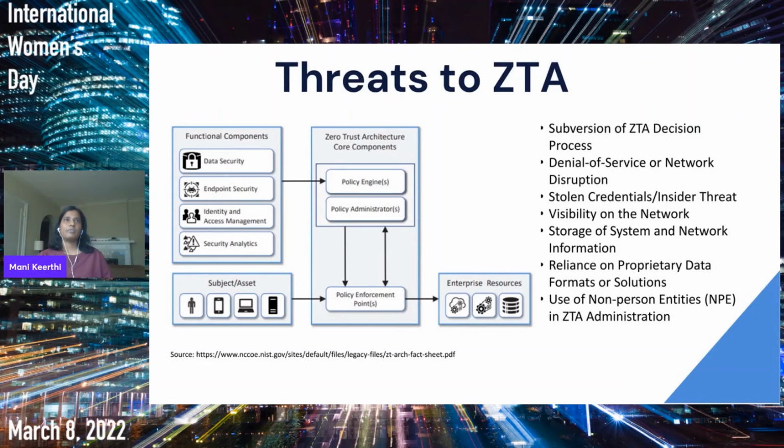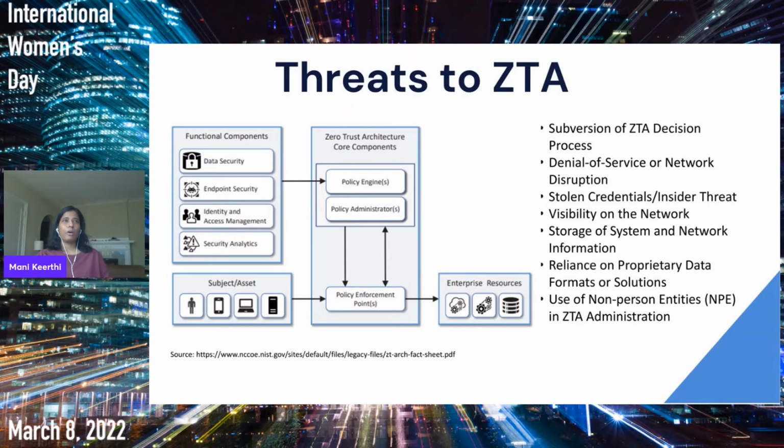Reliance on proprietary data formats or solutions. So zero trust architecture relies on several different data sources to make access decisions. So including information about requesting subject, asset used, enterprise, and external intelligence.